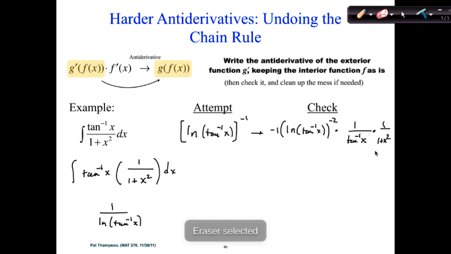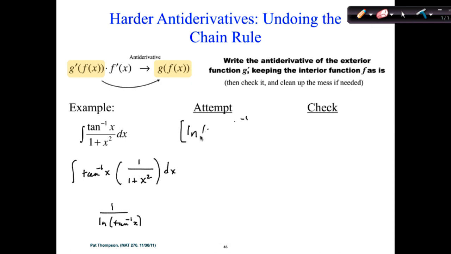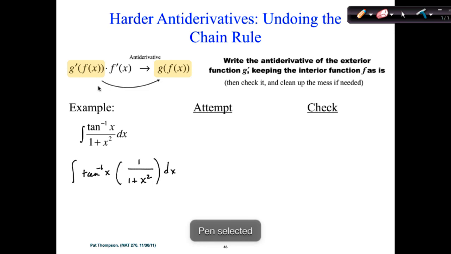Anyone else think they got it? All right, let's look at the form here. Which is the f prime? Which one is the derivative of the other one? This is the f prime of x, right? Because it's the derivative of tan inverse x. So that means tan inverse x is f. So the question is, what is g? What is the exterior function for tan inverse of x? This is the tricky part.